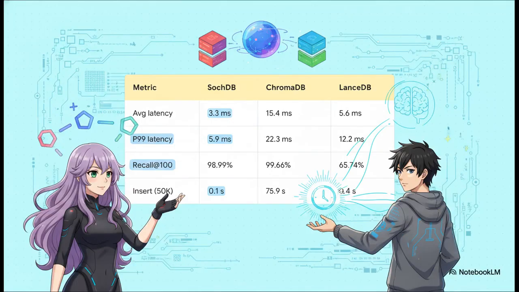So let's check out the numbers from a standard industry benchmark, focusing on latency and how fast we can insert data. For average latency, SochDB clocks in at 3.3 milliseconds. That's significantly faster than both ChromaDB and LanceDB. But look at that insert speed. It's just staggering. 0.1 seconds for 50,000 vectors. Compare that to ChromaDB, which takes almost 77 seconds, and it's doing all this while keeping recall nearly perfect.